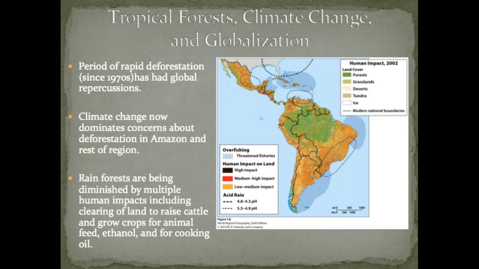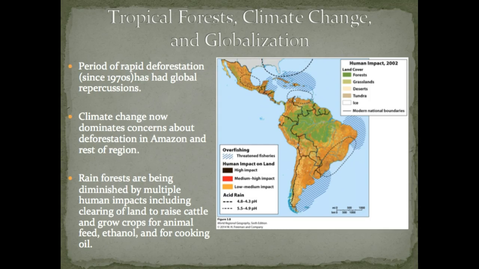So South America has had rapid deforestation since the 1970s, which has had global repercussions. Climate change now dominates the concerns about deforestation in the Amazon and the rest of the region. Rainforests are being diminished by multiple human impacts, including the clearing of land to raise cattle, grow crops for animal feed, ethanol, which is a biofuel made from soybeans most of the time, and for cooking oil as well.